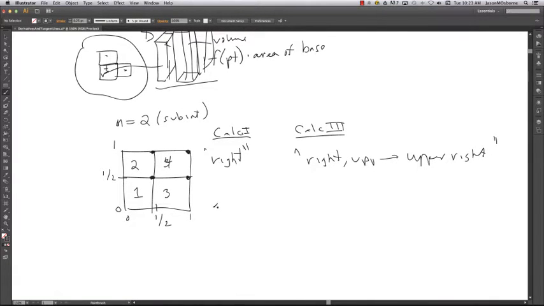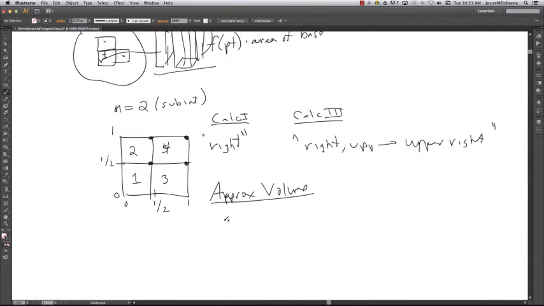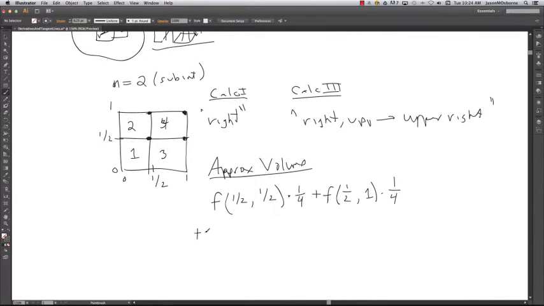So if you wanted to find an approximation to approximate the volume, I would just find my function evaluated at 1/2, 1/2, and then multiply by the area of this first box here, and that would be 1/4. I would add that to the function evaluated at, let's leave our x variable 1/2, and then move up one more step, so that'd be 1 times 1/4, right? And then add on the function evaluated at 1, 1/2 times 1/4, plus the function evaluated at 1, 1 times 1/4.